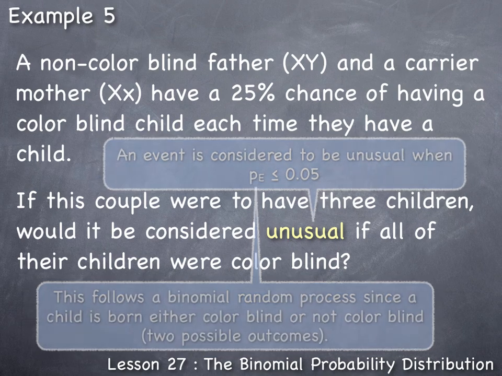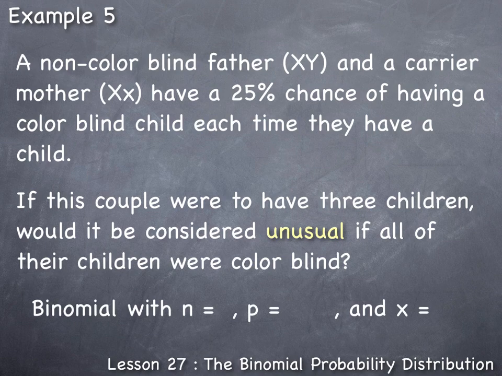In order to use the binomial probability distribution function, we need to know the value of the 3 variables, n, p, and x. Now, n represents the total number of attempts. In this example, it states that if this couple were to have 3 children, so 3 would be the total number of children in this family, so n equals 3. P represents the probability each time this particular binomial process is conducted. Here, the example states that this couple have a 25% chance of having a colorblind child each time they have a child. So p would equal 0.25.